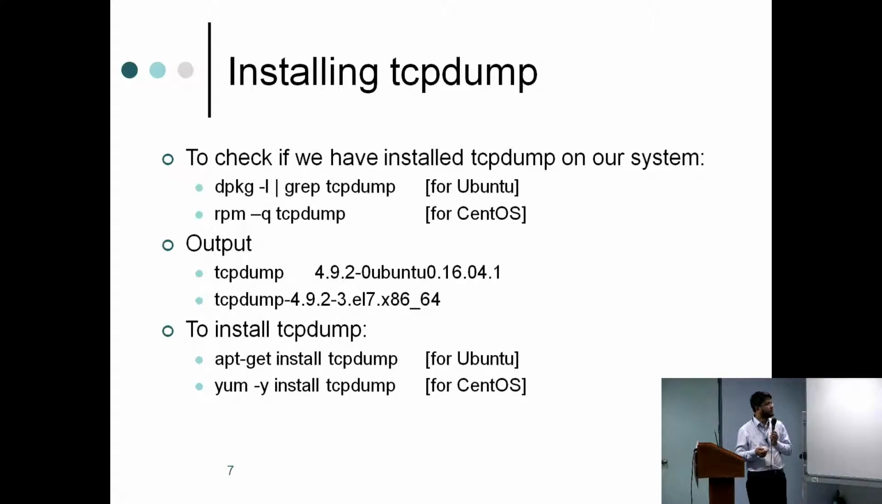So for Ubuntu, you can check using dpkg whether it is already installed. For CentOS, you need to use RPM. And to install it in the system, for Ubuntu, use apt-get. And for CentOS, you can use yum. So this is in the central repository, and just using this command, we'll install it in the system.